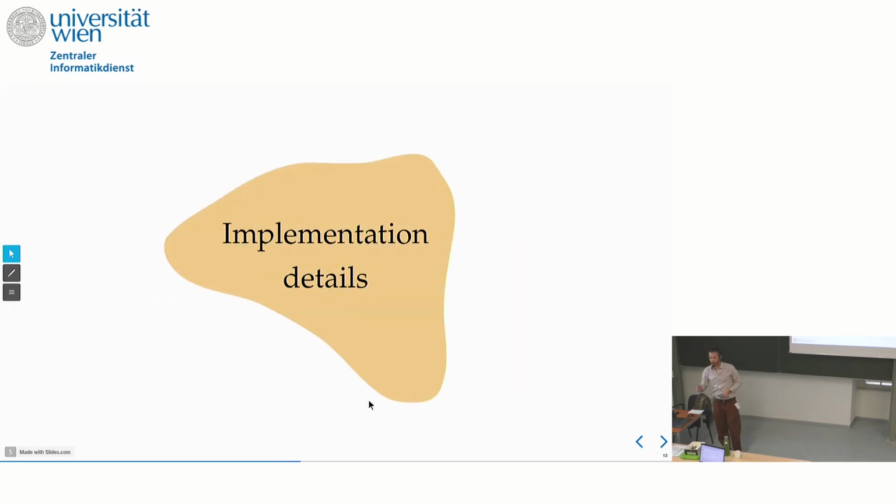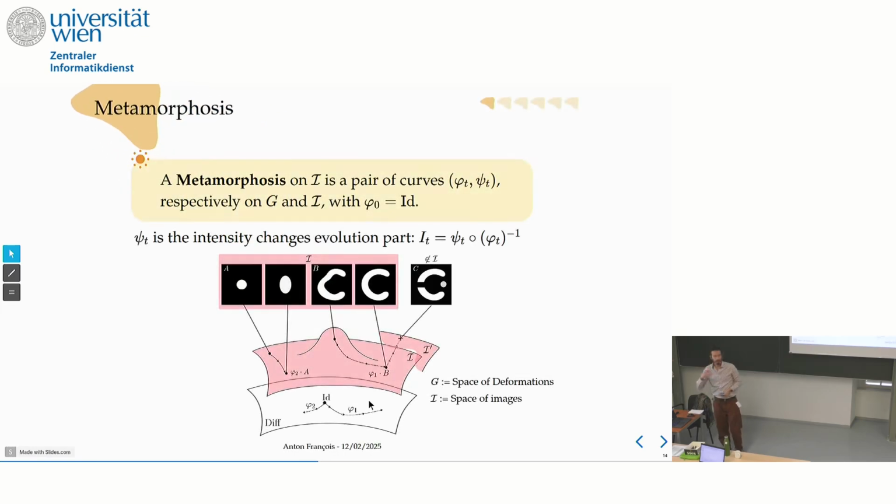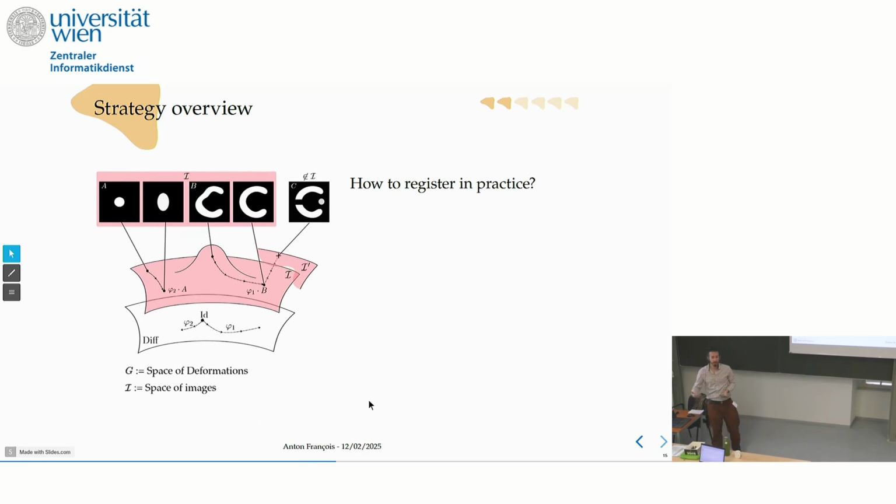Okay, so now some implementation details, how I did it. Just to give you the formal definition, I said that you can define LDDMM as a path on the group of diffeomorphisms. Metamorphosis is the same, so it's just two paths crossed. And so you have a path in the deformation and one on the intensity changes. So the notion of geodesic and Riemannian metric stands. How do we register in practice?